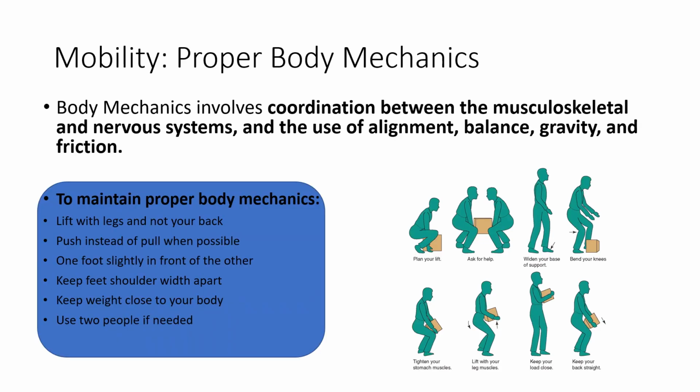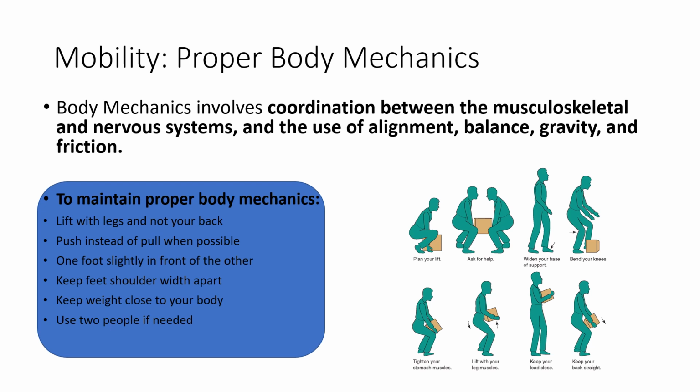Mobility, proper body mechanics. This is huge. Body mechanics involves coordination between the musculoskeletal and nervous system and use of alignment, body, gravity, and friction. So, proper body mechanics: you want to lift something. Over here on the right, you have the guy that's lifting the box. Plan your lift. You have to bend at your knees, not your back. Ask for help. If you have to lift something off the floor, it's usually helpful to have a partner.